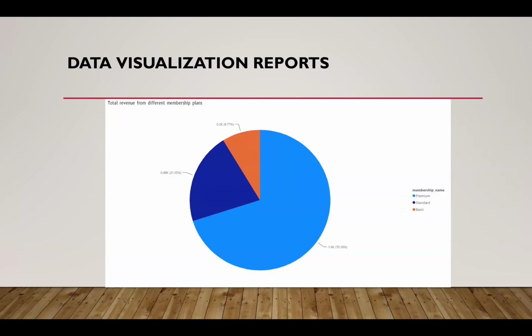In this slide is the total revenue by membership plan report. In this report, we have a pie chart illustrating the total revenue contributions from different membership plans. As we can see, the premium plan dominates the revenue, contributing a significant portion of the overall income. And the standard plan is the second popular, followed by the basic plan, which caters to members with minimal requirements.